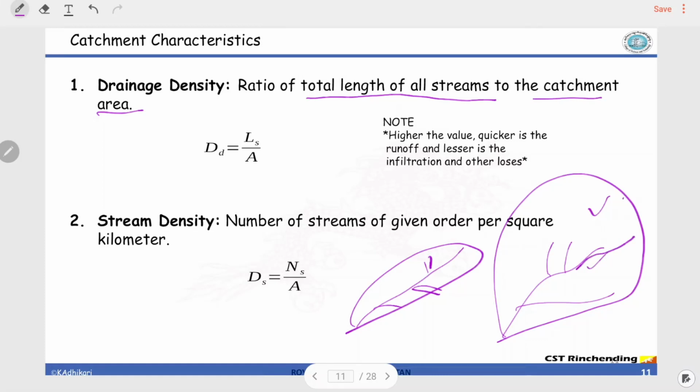Now stream density is the number of streams of a given order per square kilometer. What this stream order is, we are going to discuss next. So it is the number of stream orders per square kilometer, and we'll discuss what this stream order is next.